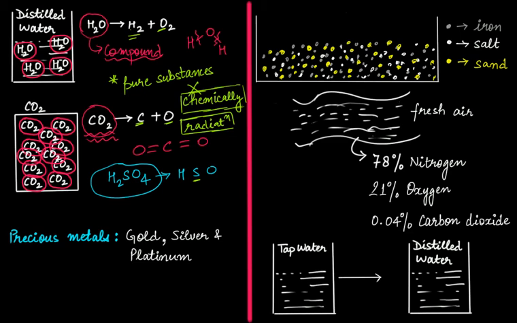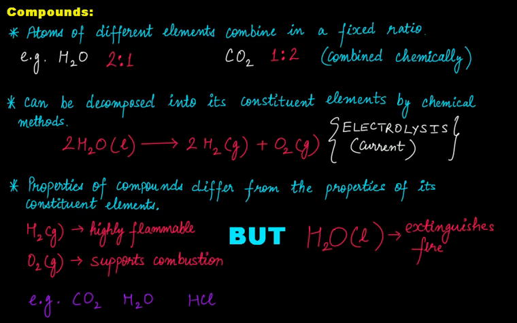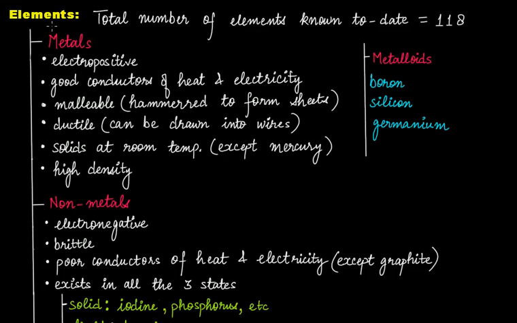So let's discuss a little deeper. Now, elements. Total number of elements known to date is equal to 118. Okay, we all have seen the periodic table. In the periodic table, we have 118 elements. Some of the elements present in the periodic table are found in nature, and some are designed or invented in laboratories.